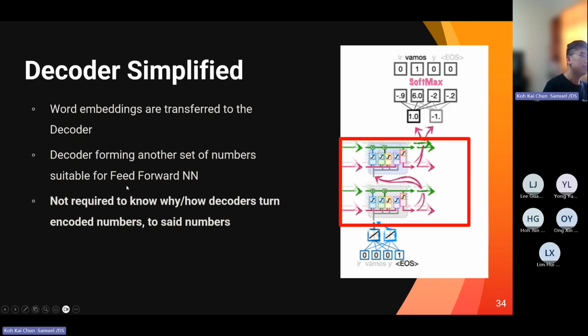If you think feed-forward neural network is a new terminology, actually it's just day 1.1, your basic neural networks. It's literally just that, but people say FFNN, feed-forward neural network, because it sounds more fancy. You're not required to know how and why decoders turn these encoded numbers into these state numbers. Again, this is actually a black box. We don't need to know these nitty-gritty details, but just know that these word embeddings are transferred into the decoder, which they call the context vector. Then you are just pumping it into this big neural network to output the final prediction.